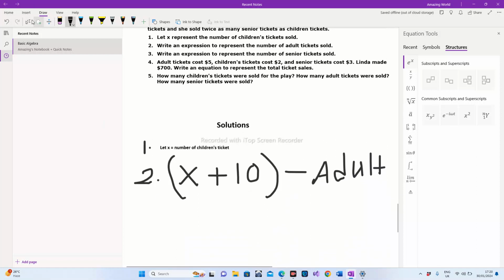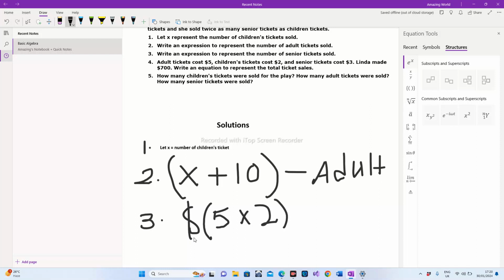Okay, and then for our third exercise, we were asked to find an expression to represent the number of senior tickets sold. Using the same concept of money, remember I gave the first kid $5. If I am to give the second kid twice as much money as I gave the first, that means I'm giving that kid 5 times 2. I hope this explanation using monetary value is quite explanatory. So in the same vein, we will use this concept to solve the word problem before us.